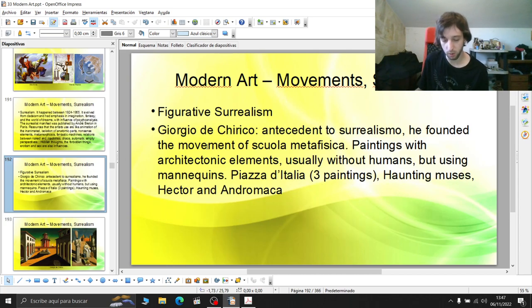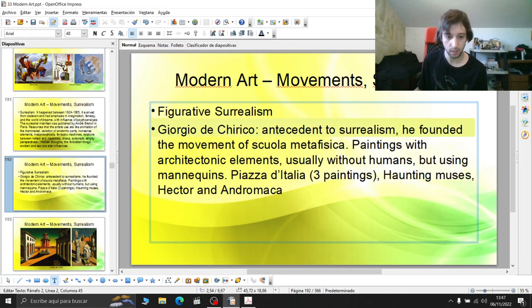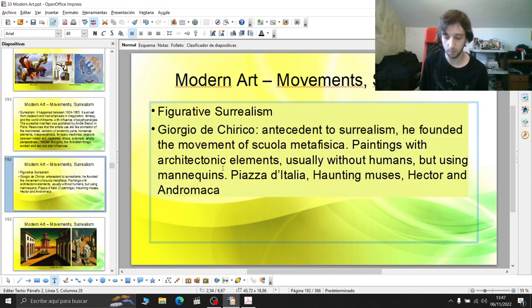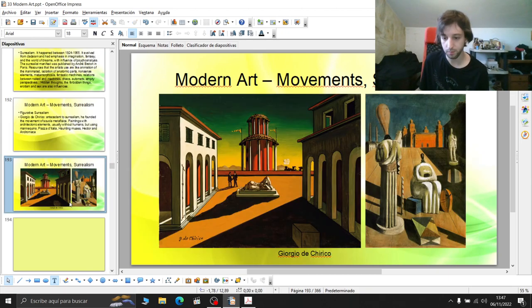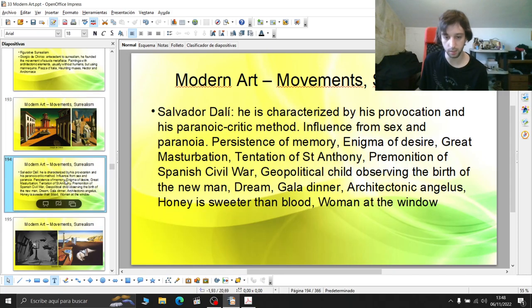Figurative Surrealism. With Giorgio de Chirico, antecedent to Surrealism, he founded the movement of Scuola Metafisica. Paintings with architectonic elements, usually without humans, but using mannequins. Piazza d'Italia, The Disquieting Muses, Hector and Andromache. Here you see examples.